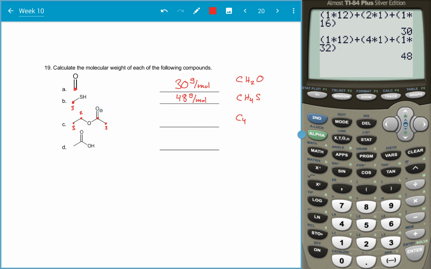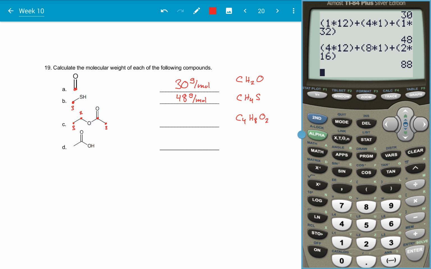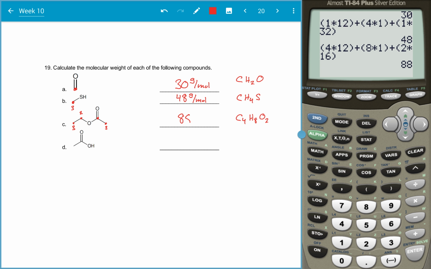So if I add these together, I have 8 hydrogens altogether and 2 oxygens. Using numbers that we've had before, we have 4 times 12 plus 8 times 1 plus 2 times 16 to give us a molecular weight of 88 grams per mole.